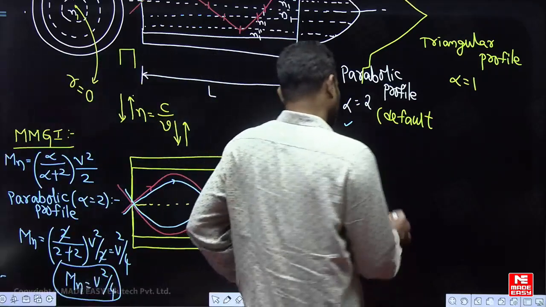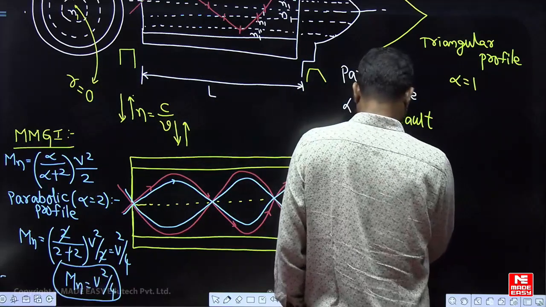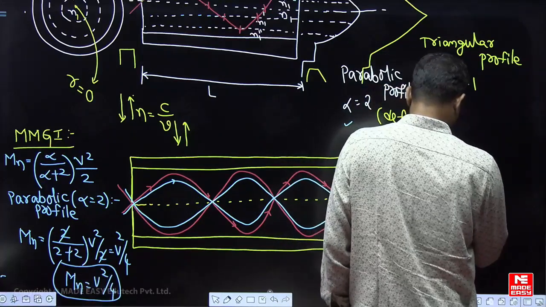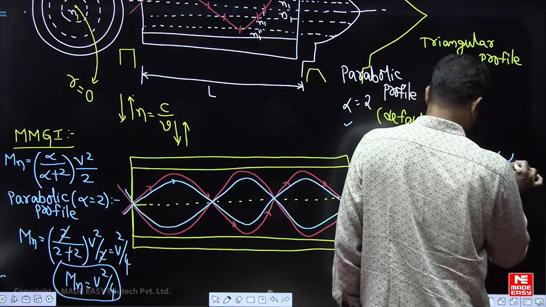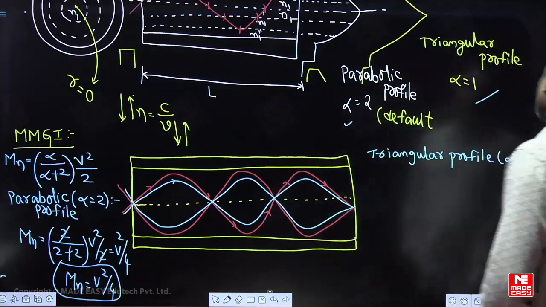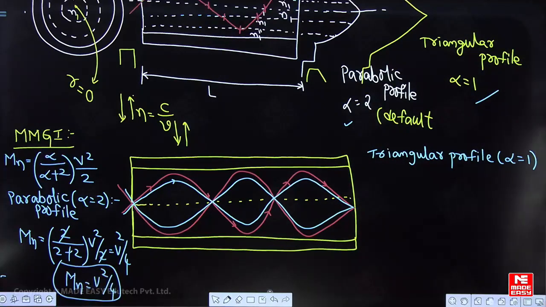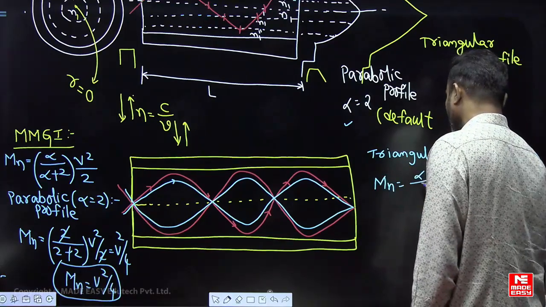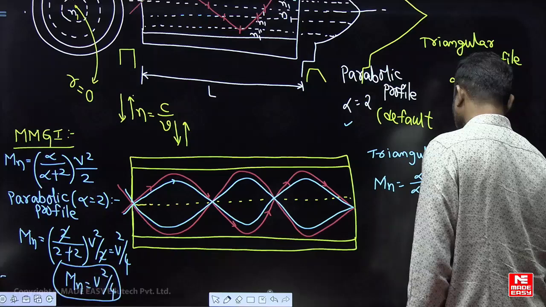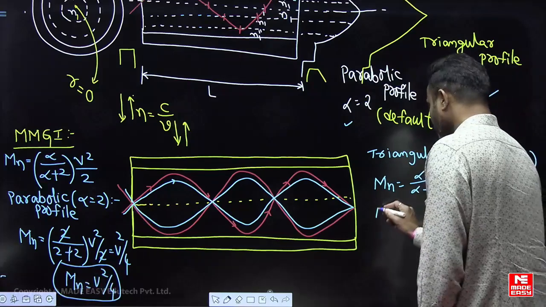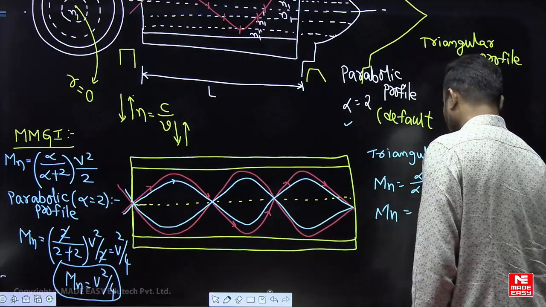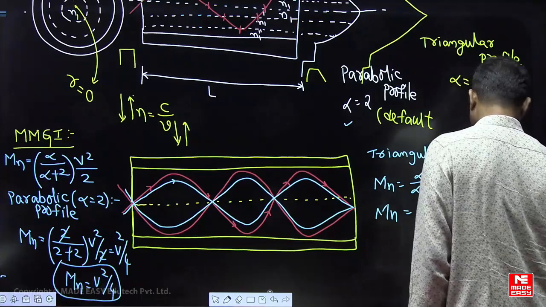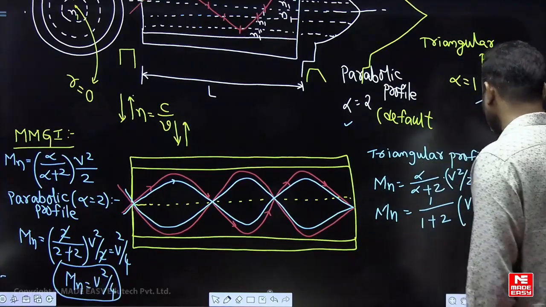The next one is the triangular profile. For the triangular profile, alpha is equal to 1. So the number of modes, dear students, please tell the formula: M is equal to alpha divided by alpha plus 2 into V square by 2. Substituting alpha equal to 1, we get 1 divided by 1 plus 2 into V square by 2, which is equal to V square by 6.